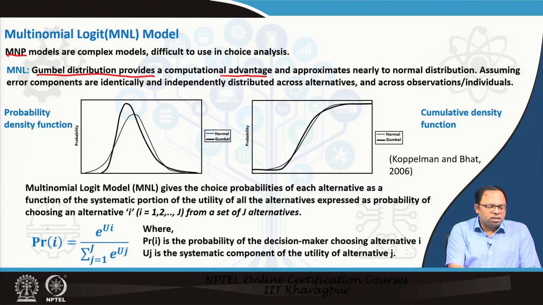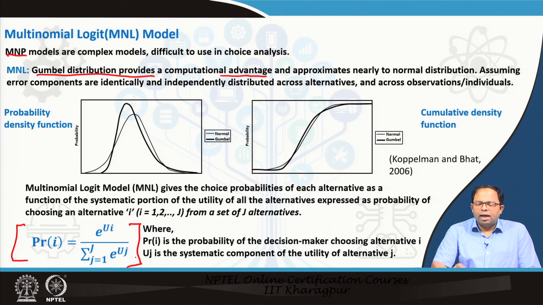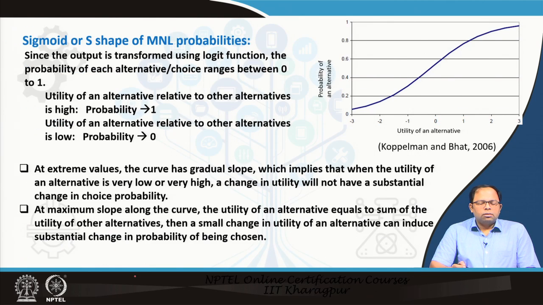So, this is the functional form of the multinomial logit model, and this is possible because we are assuming a Gumbel distribution for the error term instead of a normal distribution, which would have led to the multinomial probit model. Because we are using the MNL model, the MNL probabilities have a sigmoid shape. That means since the output is transformed using a logit function, the probability of each alternative ranges between 0 and 1. That is the range.